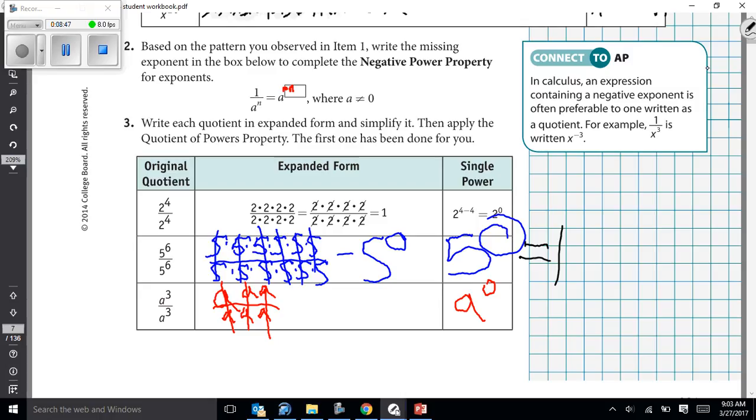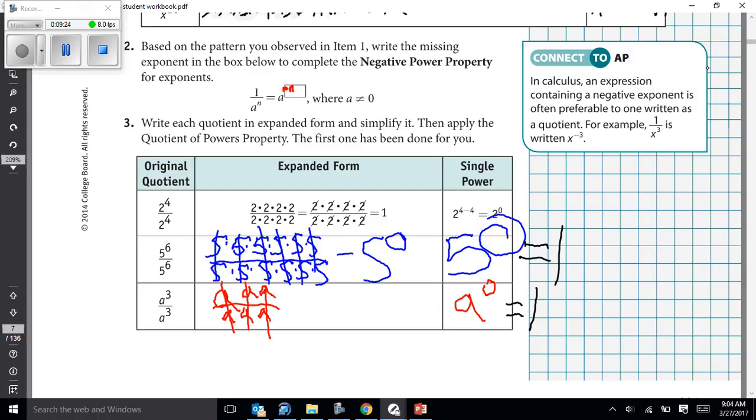So a to the 3rd divided by itself, any number divided by itself is 1. But what happens to our exponent? 3 minus 3 is 0. So a to the 0 power can also be rewritten as what number? So if you ever see any base to the 0 power, what should you automatically do? Cross it out and write a 1. Make life easy on yourself.